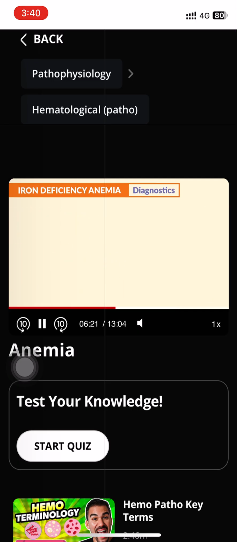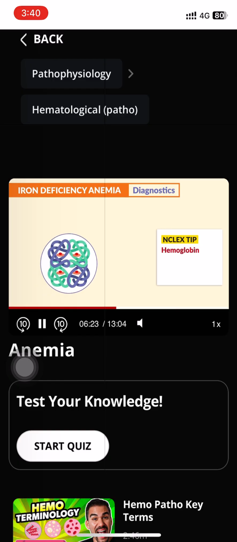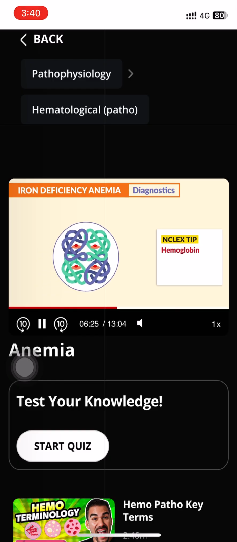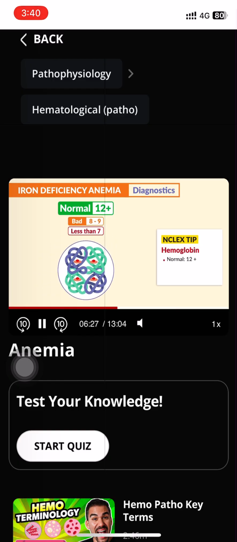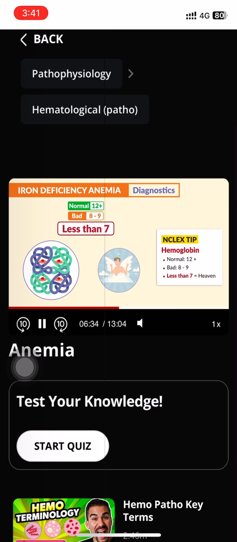Now in terms of diagnostics, as mentioned before, the big NCLEX tip is knowing the hemoglobin levels. So once again, normally it's above 12. Now it's bad between 8 and 9, and less than 7 sends your patient to heaven. Remember, you must know these key numbers here, so write it out and know it by heart.